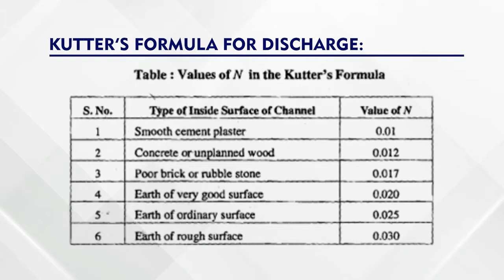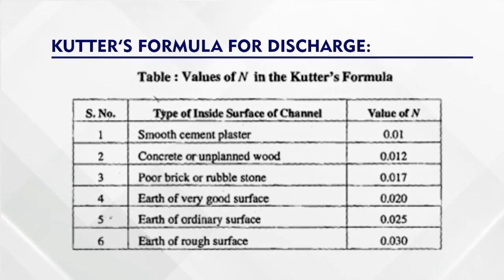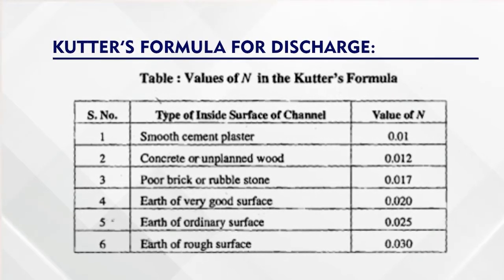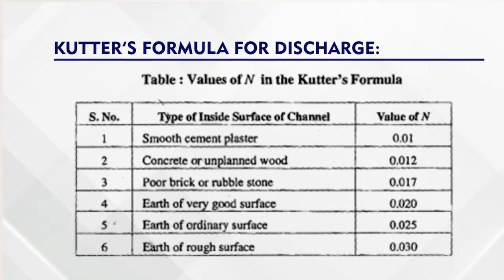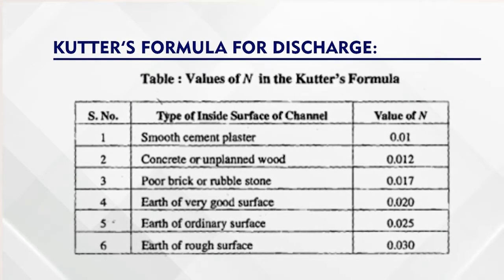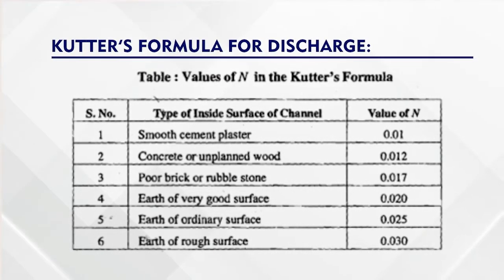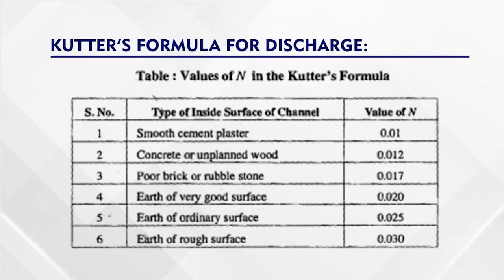So here are the values of the capital N in the Kutter's formula. If there is a smooth cement plaster, then the value is N equal to 0.01. In case of concrete or unplaned wood, then the value of N is equal to 0.012. Poor brick or rubble stone, 0.017. In case of earth of very good surface, the value of N is equal to 0.020. Earth of ordinary surface, then the value of N is equal to 0.025.